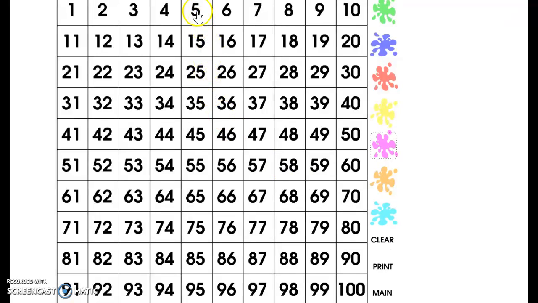We can also count by 5s. 5, 10, 15, 20, 25, 30, 35, 40. And students again are starting to see a pattern where these numbers fall. We can also count by 10s, 10, 20, 30. Again, finding a pattern of where these numbers fall with one another.